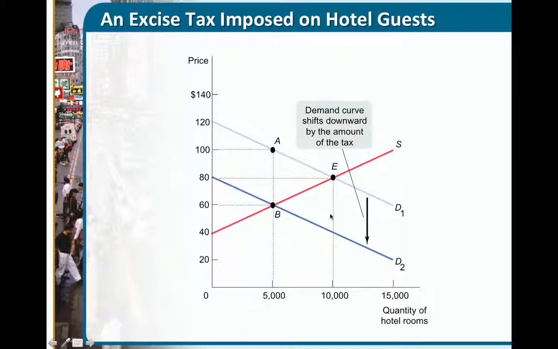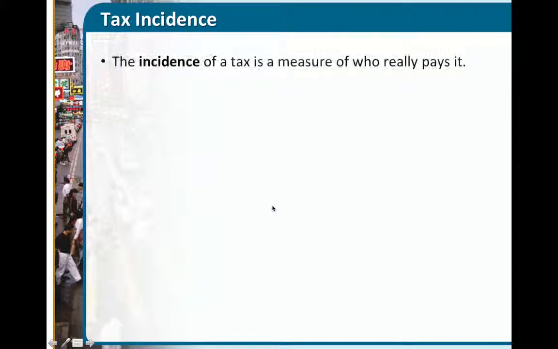People aren't going to want to demand as many hotel rooms if they have to pay $40. So there it is. The excise tax drives everything down. Equilibrium shifts to this point B. The incidence of the tax is a measure of who really pays it. And this is sometimes a harder concept to learn, and that's the difference between who pays the tax and the burden of the tax, which is the incidence. This refers to who bears the burden of the tax.